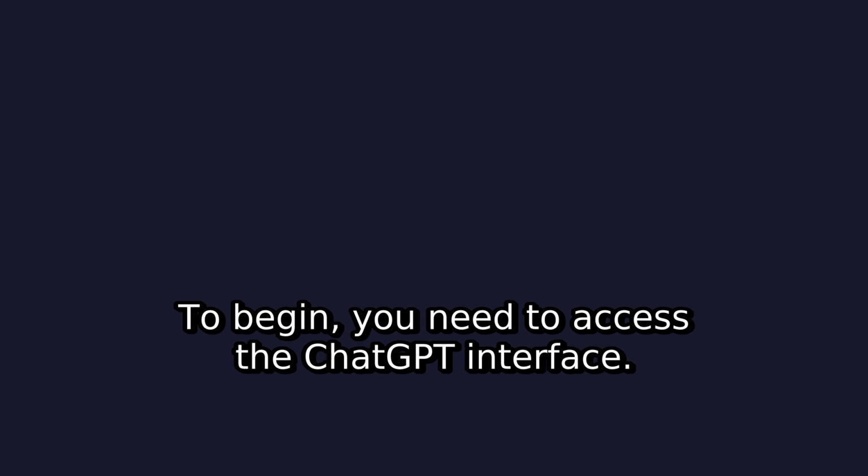If you're using the web version, simply head to chat.openai.com and log in with your account. If you're using the mobile app, tap the navigation menu on the bottom right corner to access the ChatGPT interface.